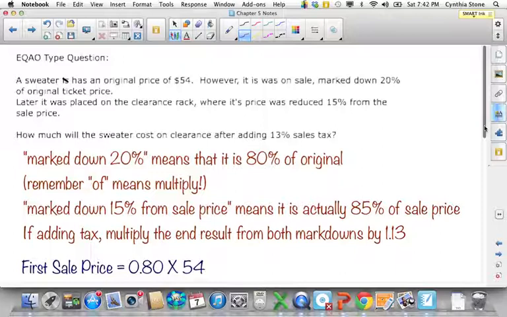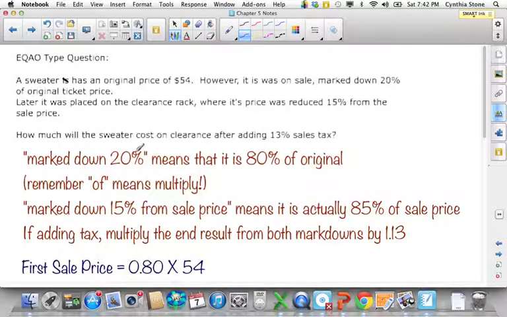A sweater has an original price of 54 bucks. However, it was marked down 20% of its original ticket price. And then it's further reduced. So it doesn't get sold at its sale price, so they stick it on the clearance rack and take another 15% off from it. So how much will it cost after adding tax? How much will you pay when you walk out the door if you buy this sweater?